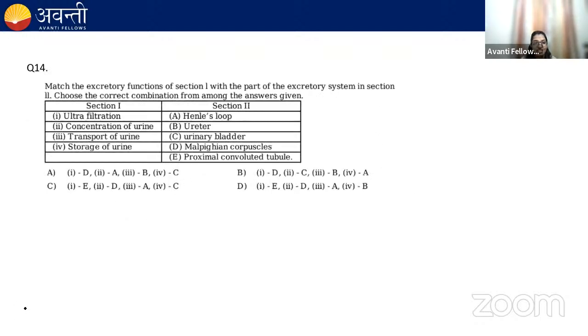Moving next, match the excretory function of section 1 with the part of the excretory system in section 2. Choose the correct combination from among the given answers.